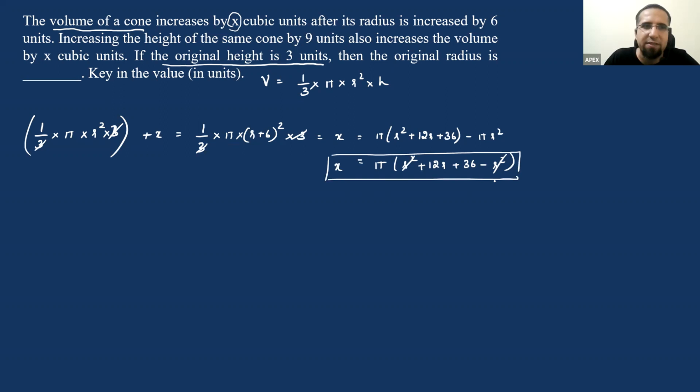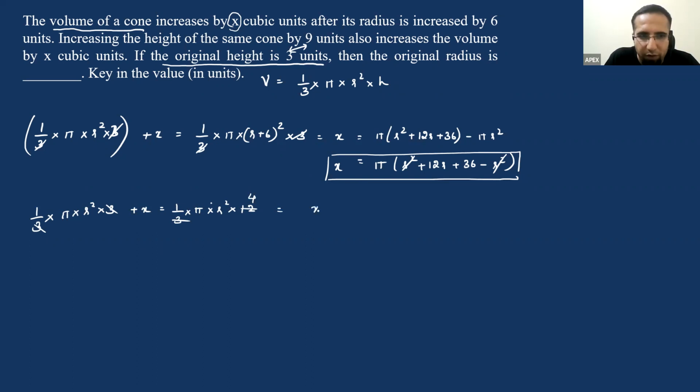Clear? Now the second part of the sentence says increasing the height of the cone by 9 units. That means initially it was 3, and I'm increasing by 9, which means now the value becomes 12 units. Right? Now the volume of the cone is still increasing by x units. So here also I will look at it as 1 by 3 into pi into r square into 3 plus x is equal to 1 by 3 into pi into r square into 3 plus 9. Now the height becomes 12, so 3 gets cancelled, 3 fours are 12.